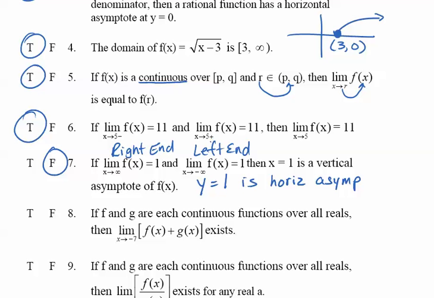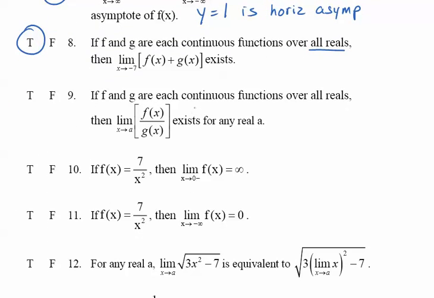If f and g are each continuous, then does the limit of their sum exist? Well, remember that if a function is continuous over the reals, then the limit exists everywhere over the reals. And we have a property of continuity that the sum of continuous functions is also a continuous function. So that we could use our theorems to prove is true.